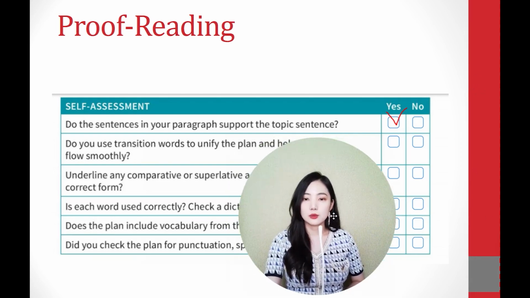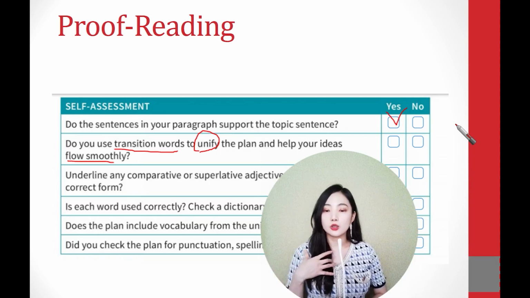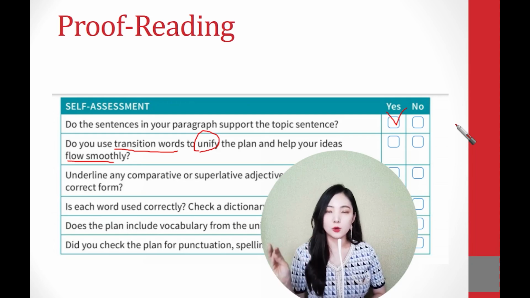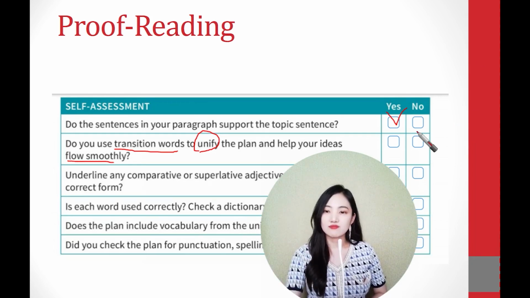Next one, number 2, let's check it out. Do you use transition words to unify the plan and help your ideas flow smoothly? I show you examples of transitional words, and that helps your essay go and flow more smoothly. So if you forgot to write them, check no and add some transitional words so your essay can have better flow.